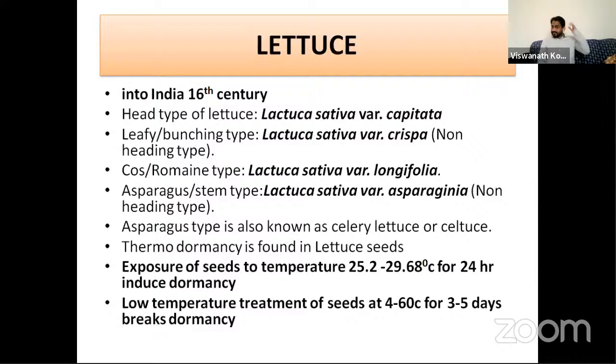Low temperature breaks the dormancy, 4 to 6 degrees. It is not 60, it is 6 degrees centigrade. 4 to 6 degrees centigrade for 3 to 5 days breaks the dormancy.